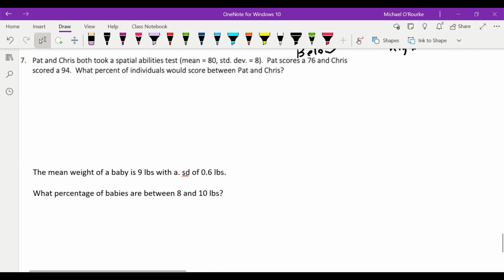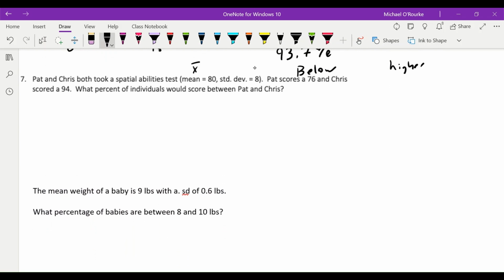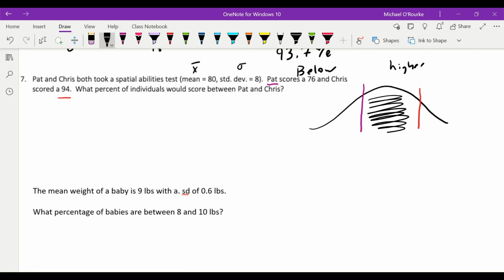So Pat and Chris both took spatial abilities tests. So the test has a mean of 80 and a standard deviation of 8. Pat scores a 76. Chris scores a 94. What percentage of individuals would score between them? Okay. So now we're looking for, if I draw a little chart out here, let's say Pat, I'm just going to make an estimation here. Let's say Pat scores here and Chris scores up here. We're looking for the space that's going to happen between these two. Okay?